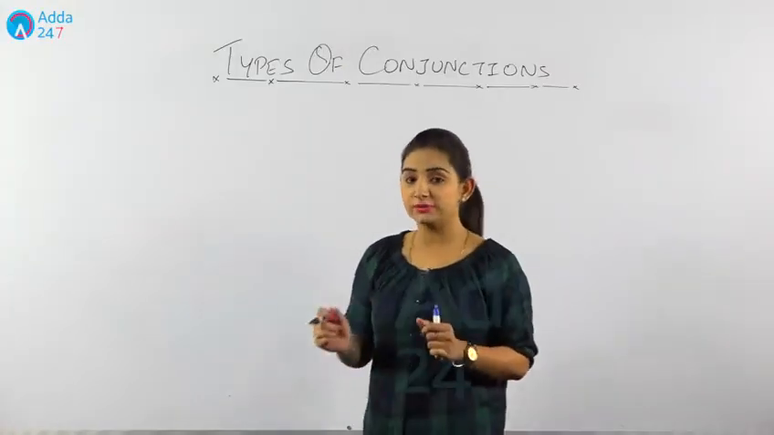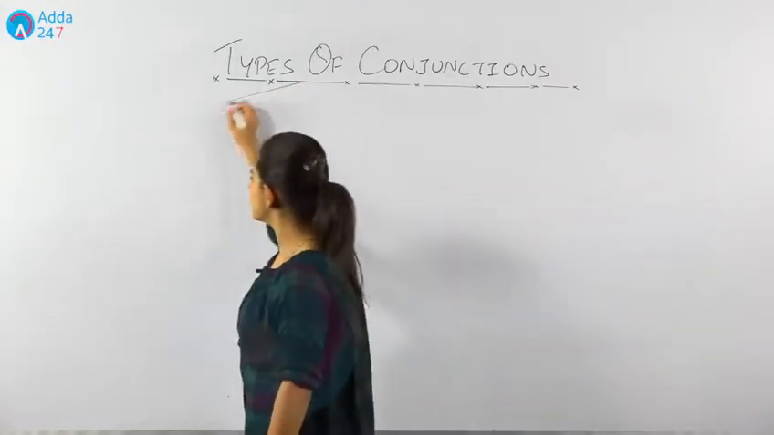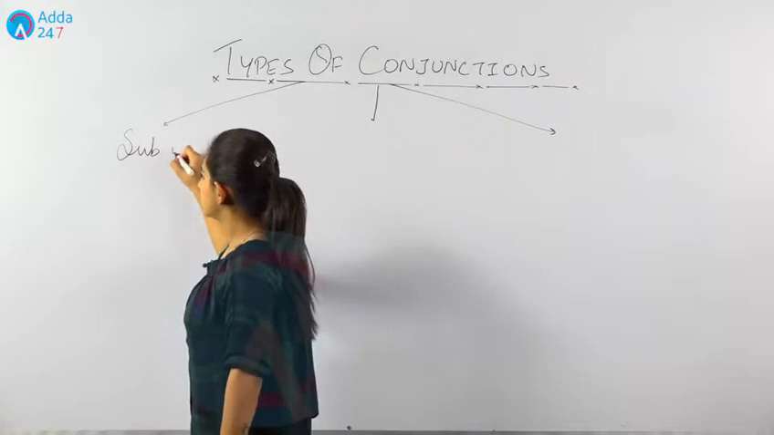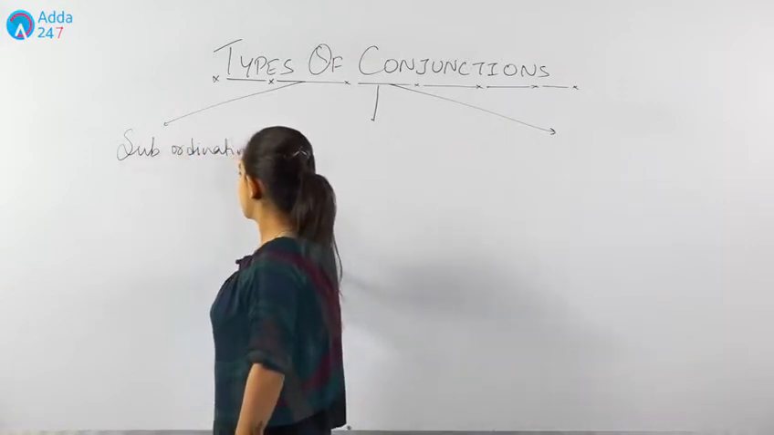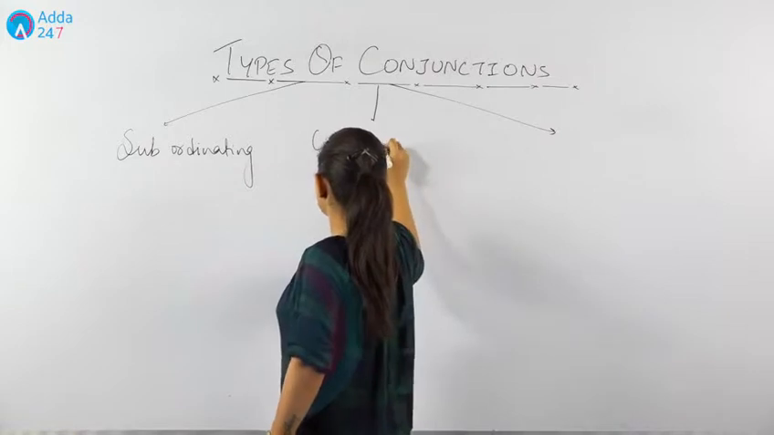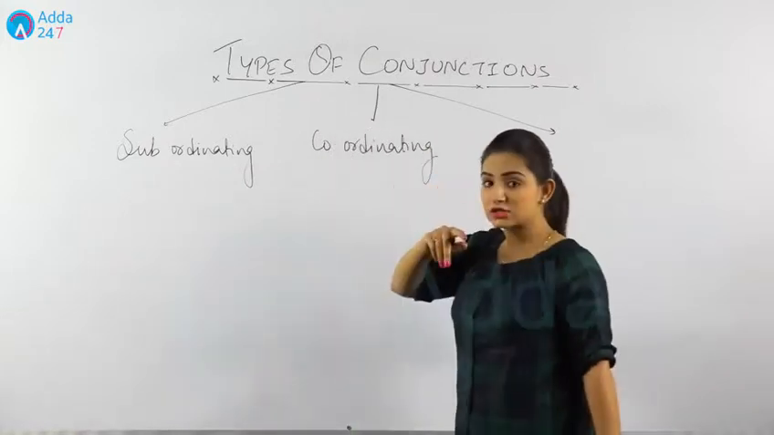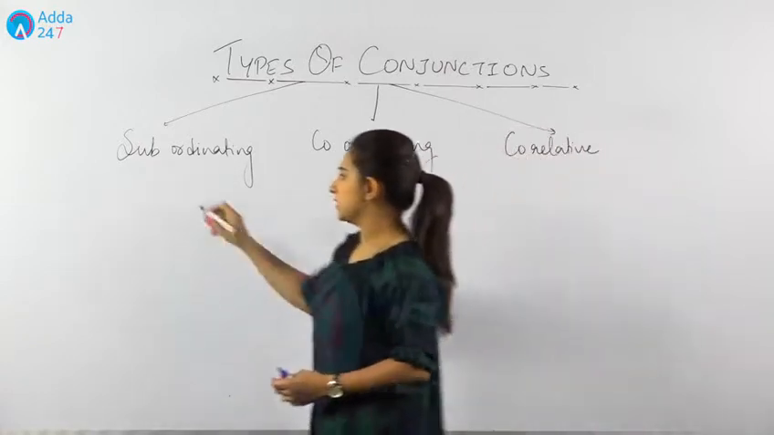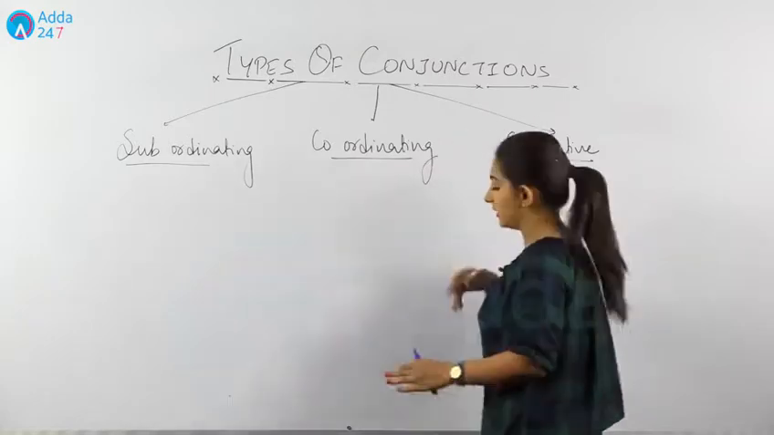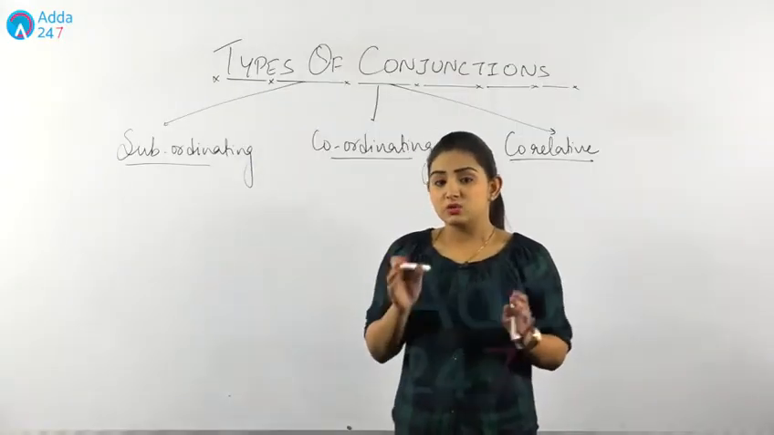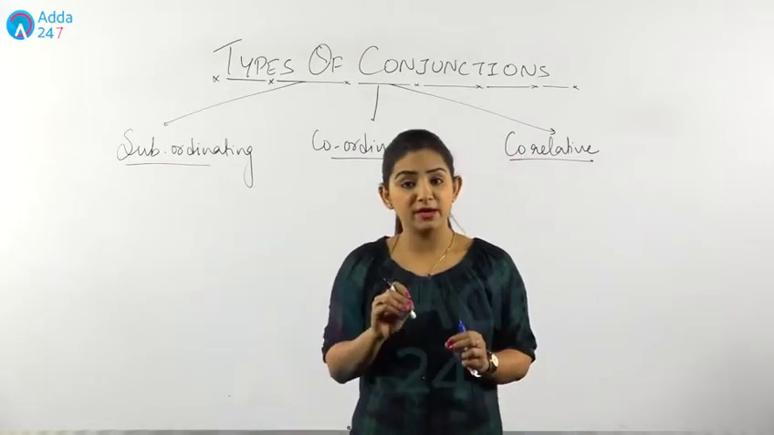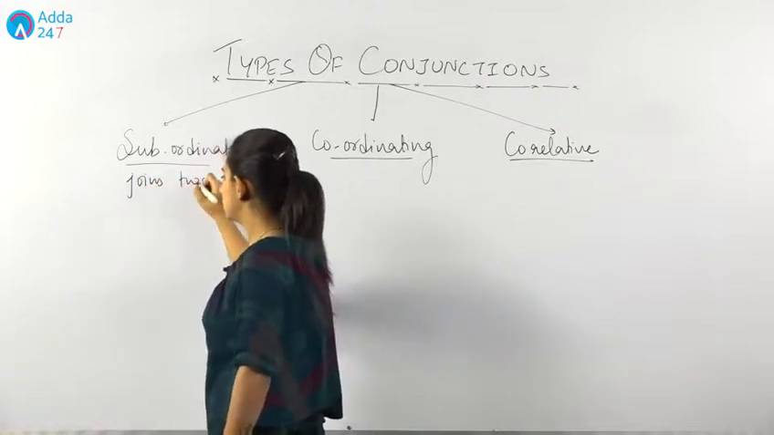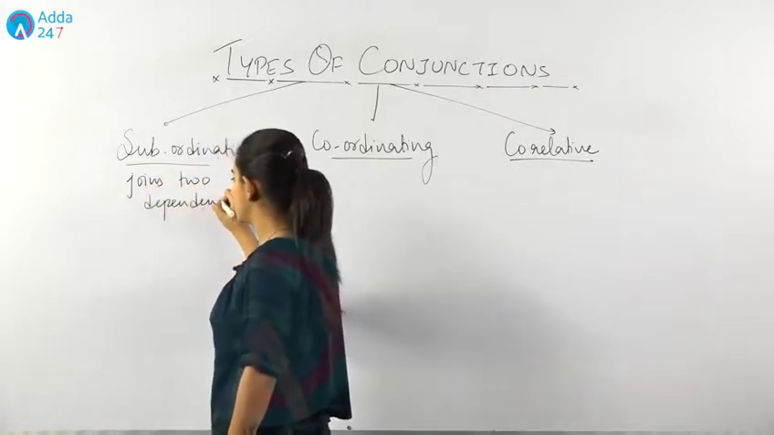Now if we talk about the types of conjunctions, we have three different types. And what are these three different types? We have subordinating conjunction, we have coordinating conjunction, and the last one is correlative conjunction. Now what is the difference between subordinating, coordinating or correlative conjunctions? Subordinating means when we have two sentences dependent on each other. So what we join is two dependent sentences.